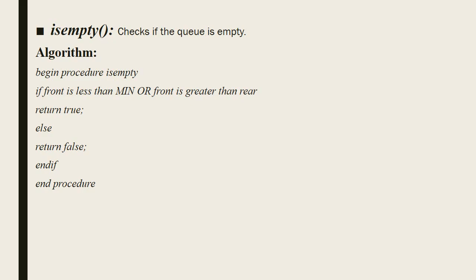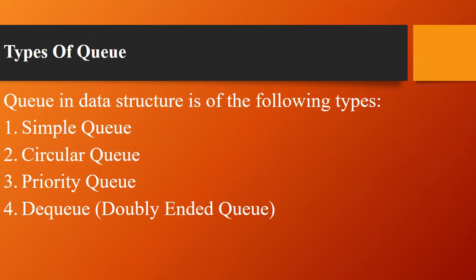And end if, end procedure. Types of queue. Queues in data structure are of 4 types: simple queue, circular queue, priority queue, and DEQ, that is double-ended queue.